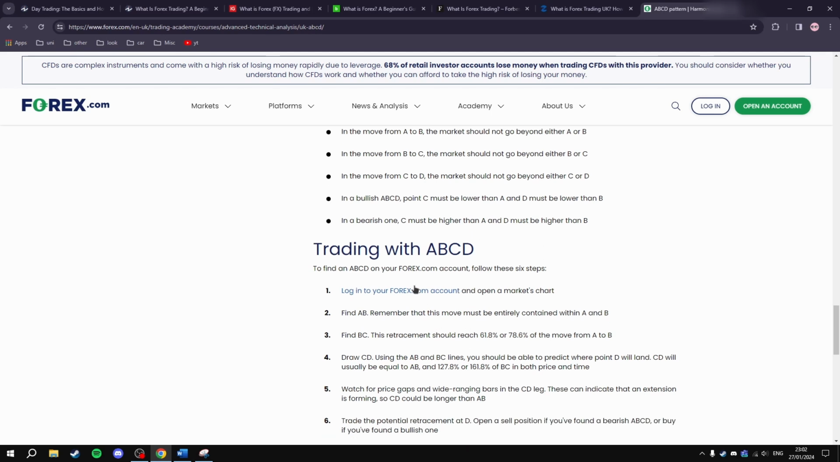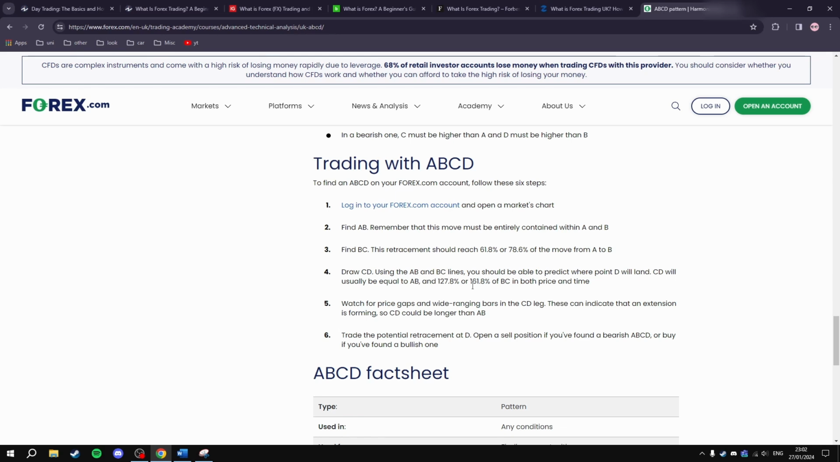Trading with ABCD. To find an ABCD on a Forex.com account, follow these 6 steps. Log into your Forex.com account and open the market's charts. Find AB. Remember that this move must be entirely contained within A and B. Find BC. This retracement should reach 61.8% or 78.6% of the move from A to B. Draw CD. Using the AB and BC lines, you should be able to predict where point D will land. CD will usually be equal to AB and 127.2% or 161.8% of BC in both price and time.